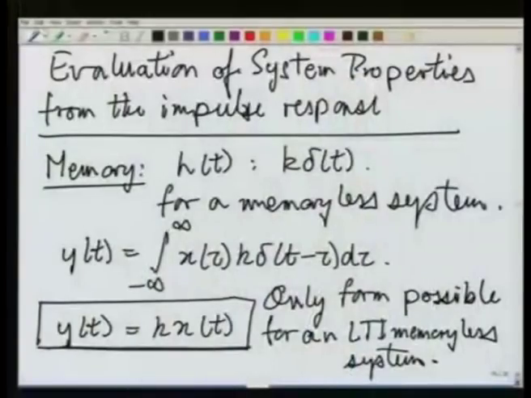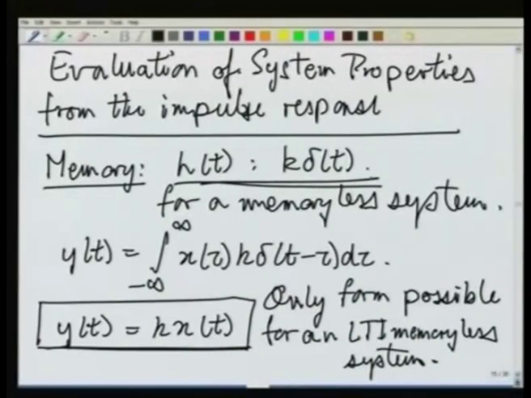And you can see that it is linear and time invariant if y(t) equals k times x(t). It is also memoryless, as we can see, and for such situations we have h(t) equal to k delta(t). So, you can immediately see, if h(t) equals k delta(t), then it is a memoryless LTI system. Now, what about causality?